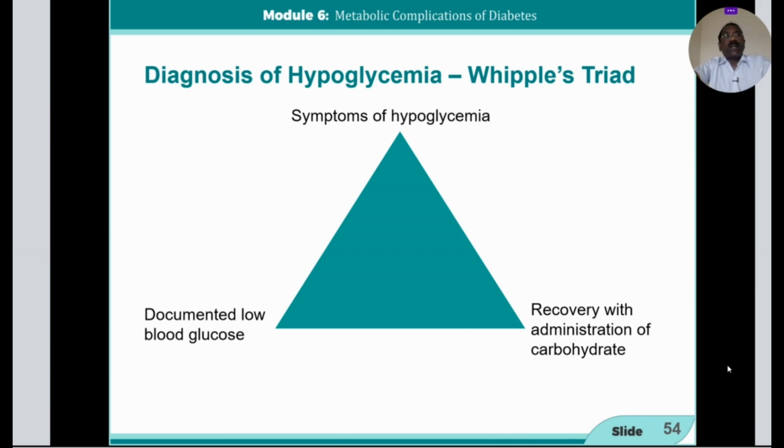So this is the Whipple's triad, hypoglycemia. Triad means 3 things. One is symptoms of hypoglycemia. You know what the symptoms of the hypoglycemia are. The second one is documented low blood glucose. That is with your glucometer, you can document that. And then recovery with the administration of the carbohydrate. So this is the Whipple's triad.